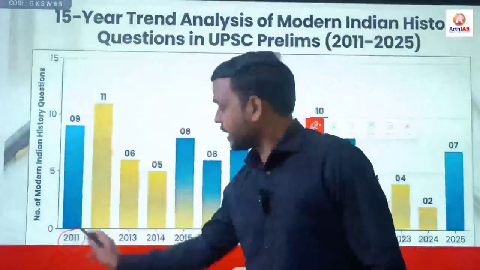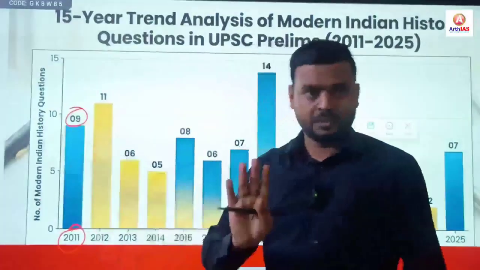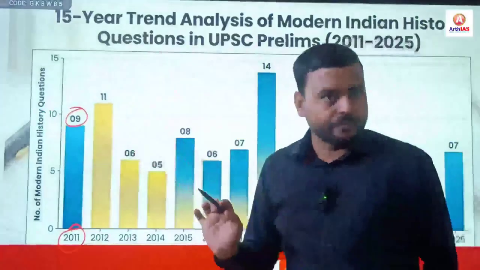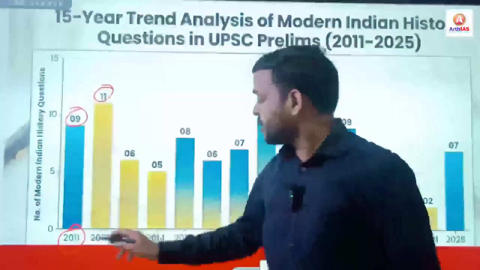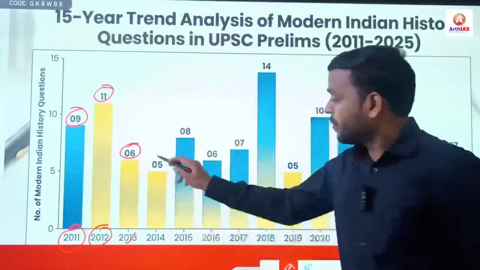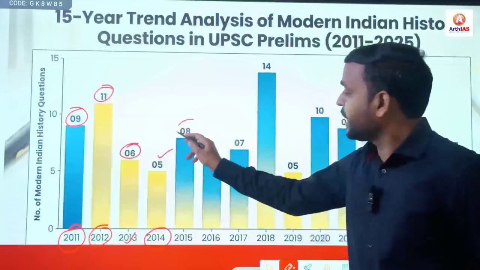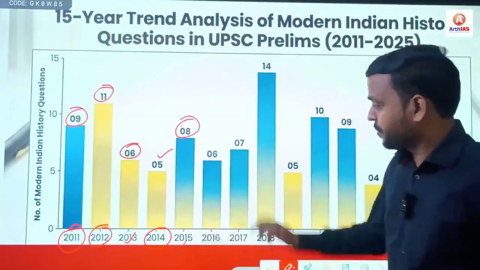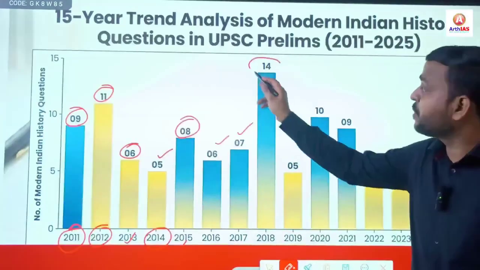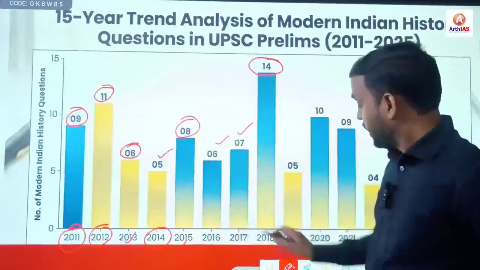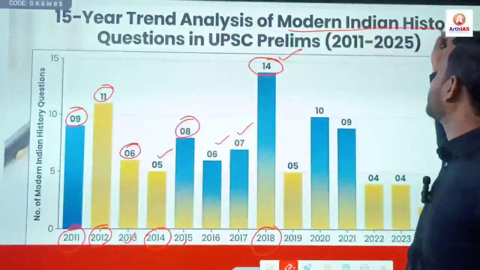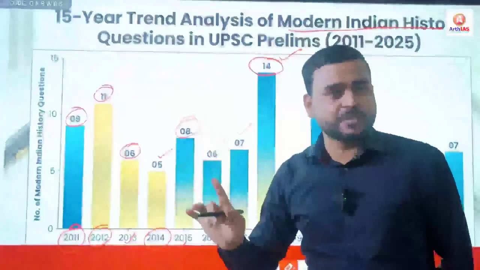In 2011, 9 questions, which is a good number. Next is 11 questions in 2012, 6 questions in 2013, 5 questions in 2014, 8 questions in 2015, 6 questions in 2016, 7 questions in 2017. The highest number of questions till date was in 2018, when there were 14 questions only from modern Indian history. This year was an exception.